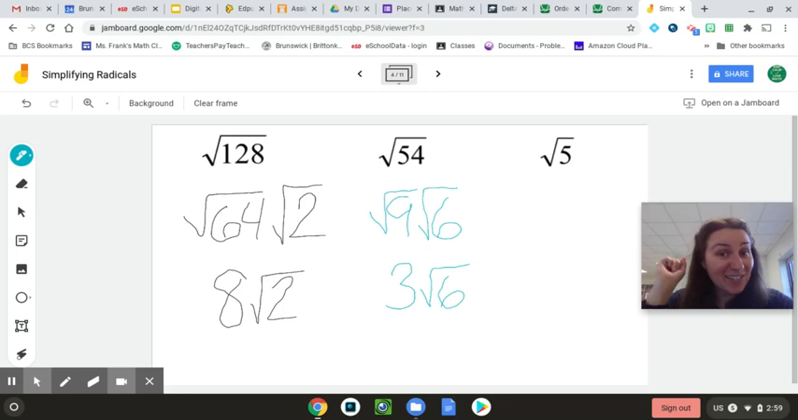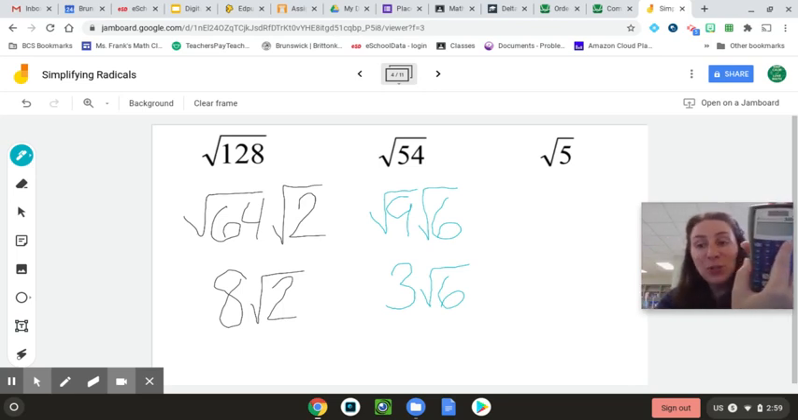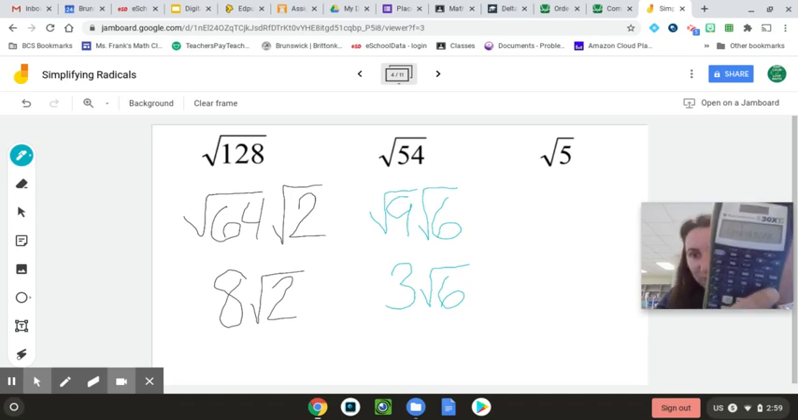Also, to check to see if you did it correctly, you can use your calculator. So I'm going to type in 3 radical 6. I don't know if you guys can see this. The radical symbol is above the x squared, up next to the 7. So if you hit second x squared, I now have a radical symbol on my calculator, and I can type in 6. And I'm going to get a decimal, 7.34846, and so on. Right? Long decimal.